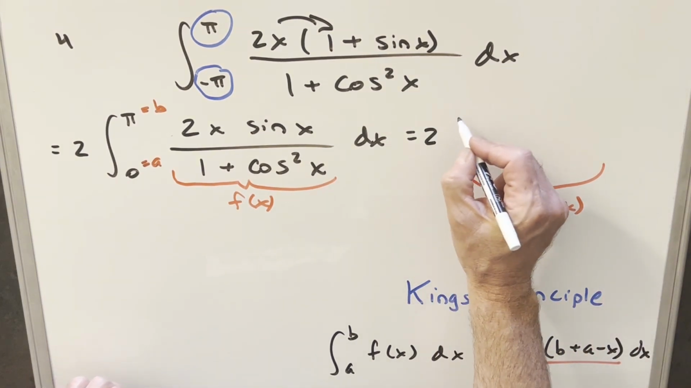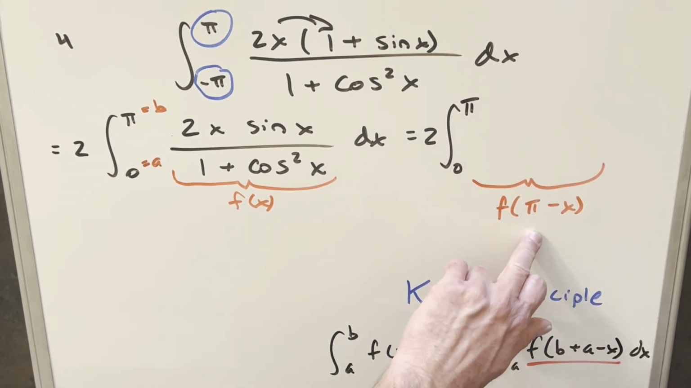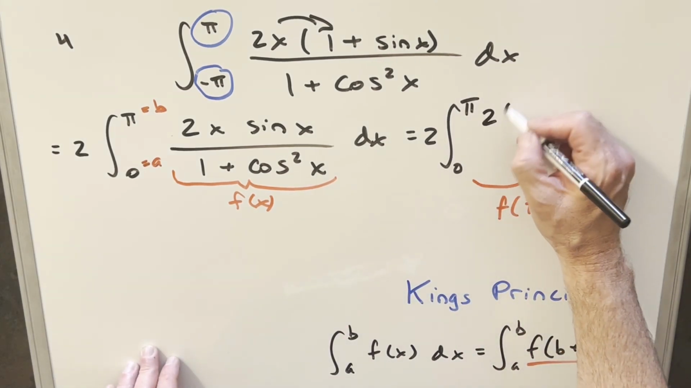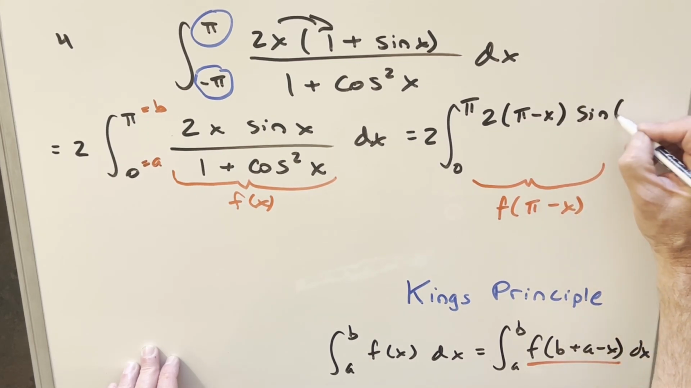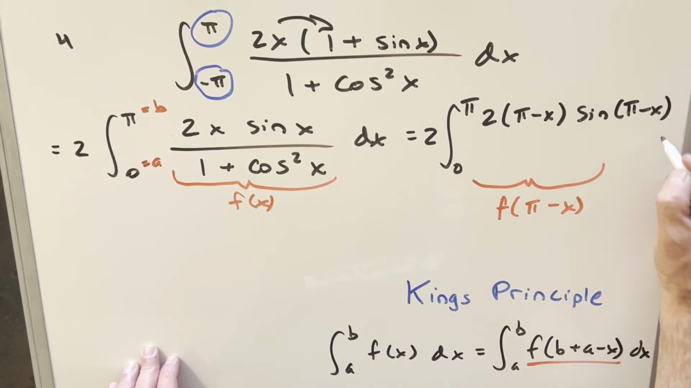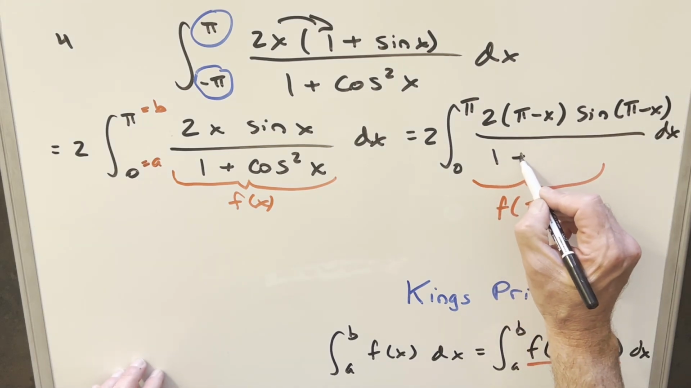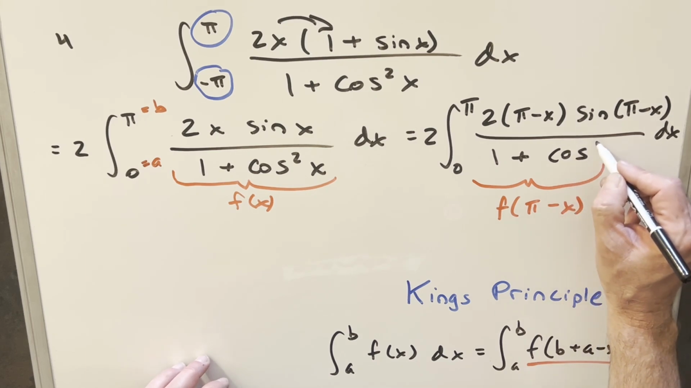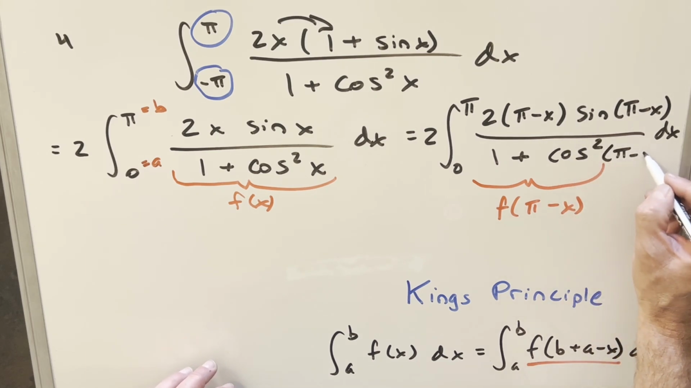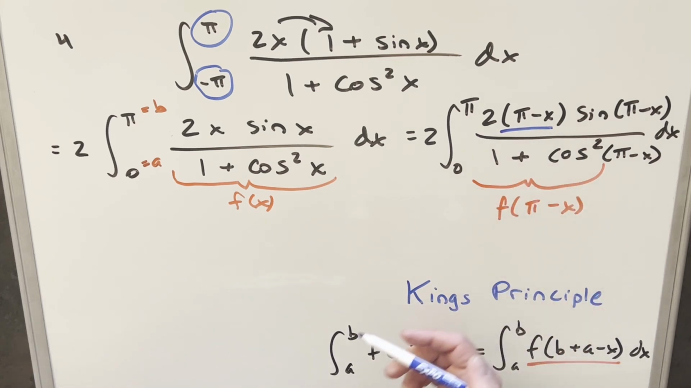So when we do this, our bounds are going to stay the same, still going from 0 to pi. But we need to plug in pi minus x everywhere. So in the numerator, we're going to have 2 times (pi minus x) times sine of (pi minus x). And then for the denominator, this is going to become 1 plus cosine squared of (pi minus x). Now to simplify this, there isn't too much I can do except distribute it out.